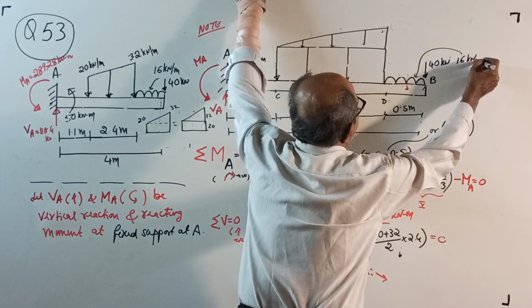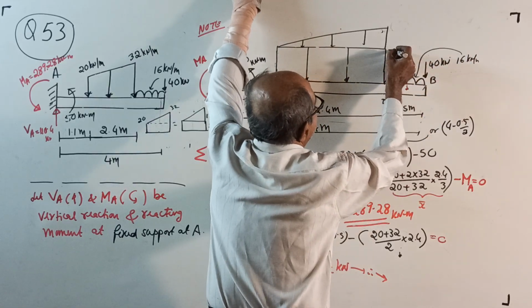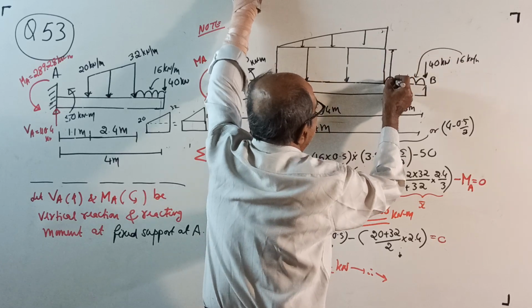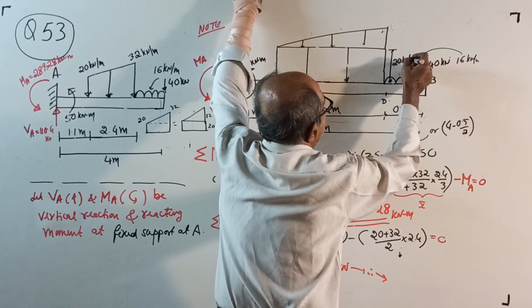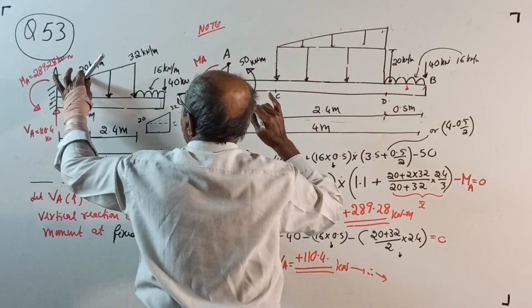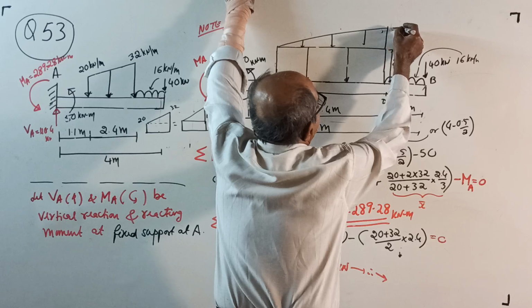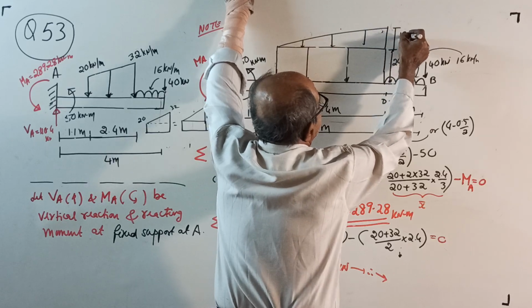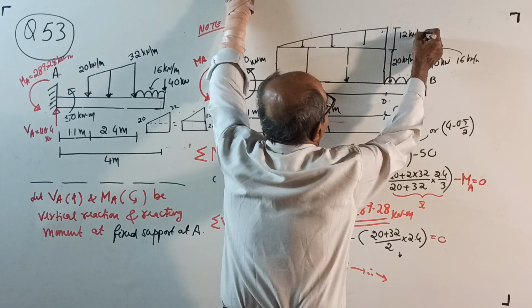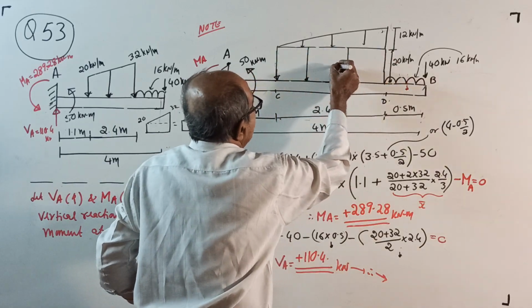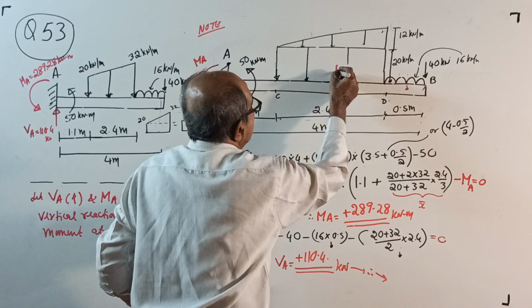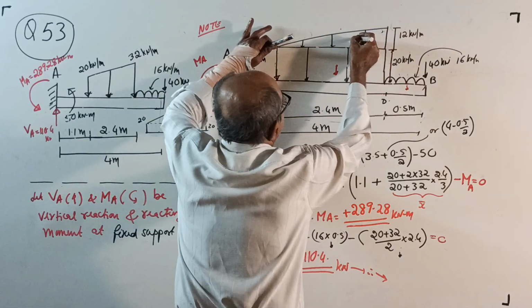16 kN per meter. Now, see, this intensity is 20 kN per meter for the rectangle, then the remaining extra is 12 kN per meter. How I got 12, I already told. Now, see, this rectangle is a UDL, it is acting at the center. This uniformly varying load acts here.